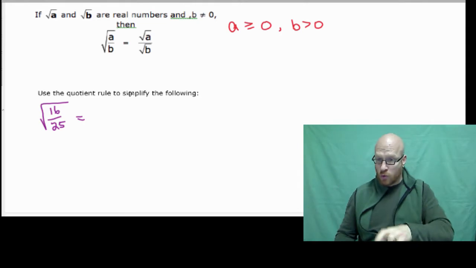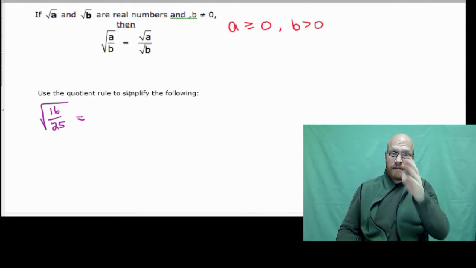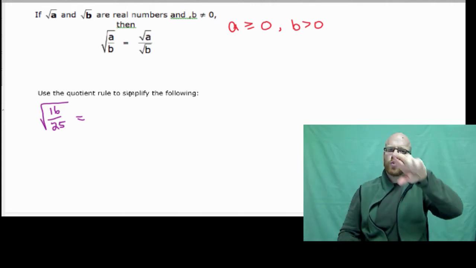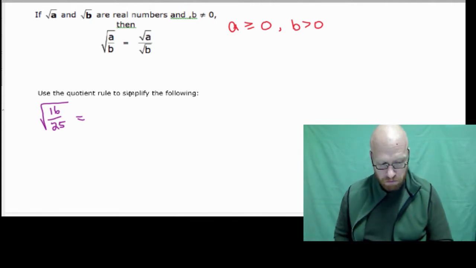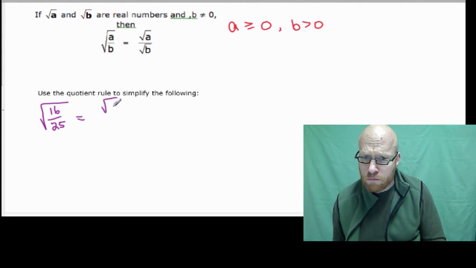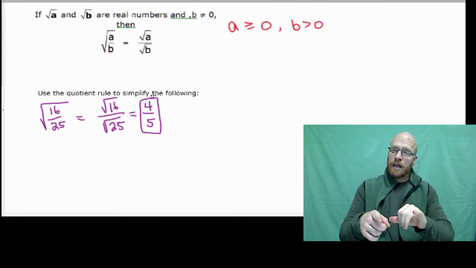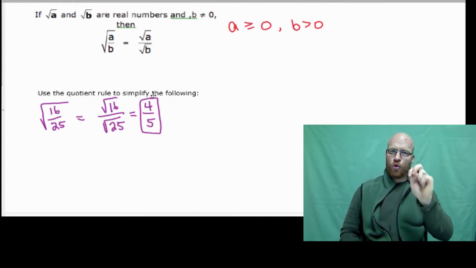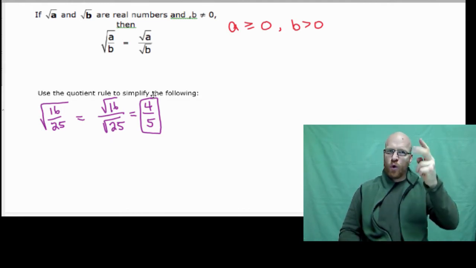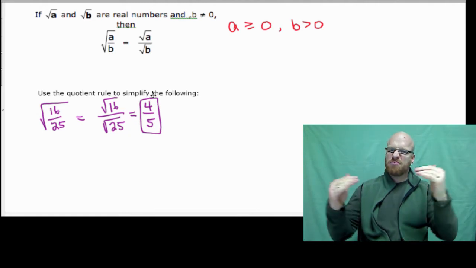Now my rule says what? The square root of 16 divided by 25 is the same thing if I were to break up the square root and say the square root of 16 over the square root of 25. Now, both our numerator and denominator are perfect squares. They have square roots. 4/5. Pretty simple. Now our next example.